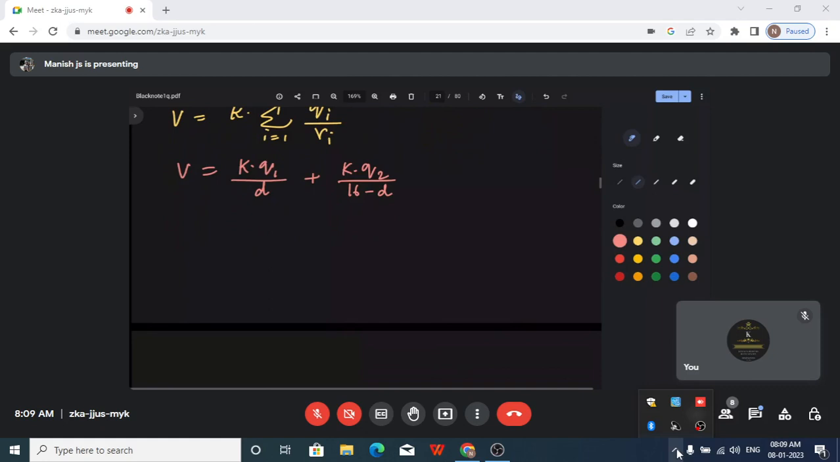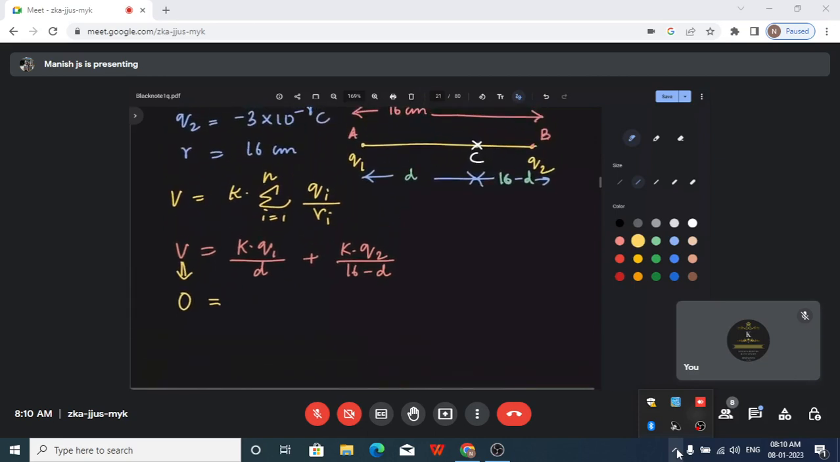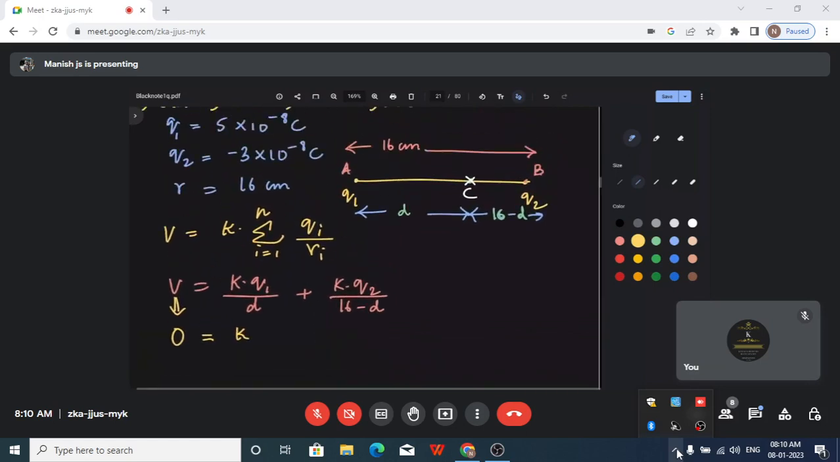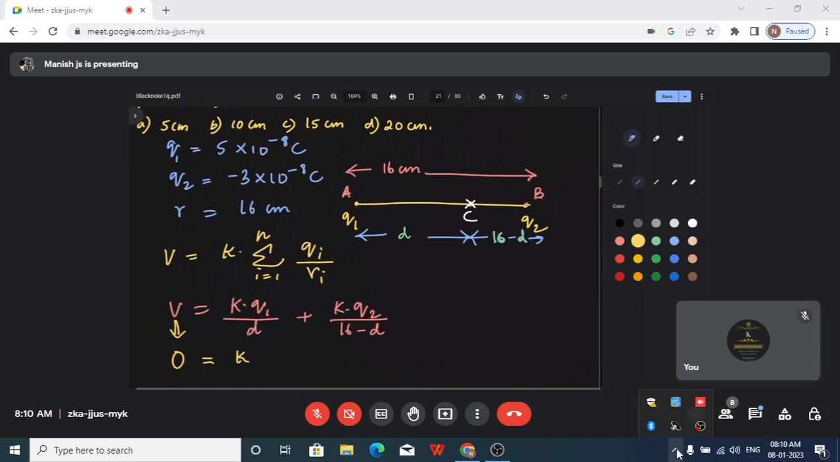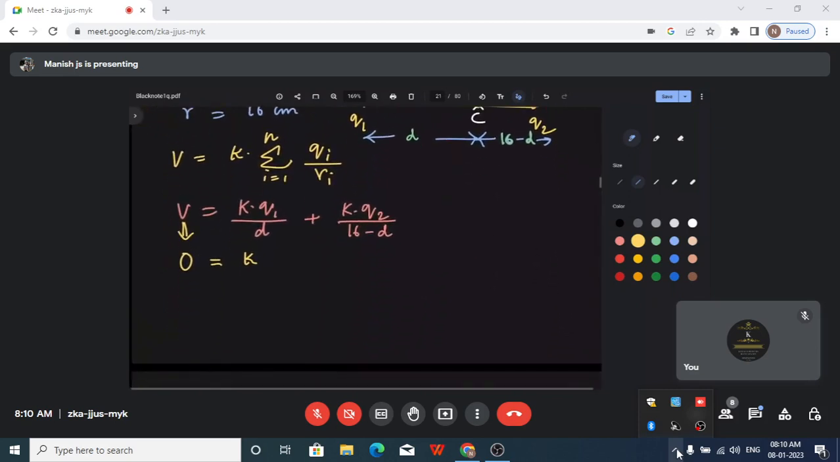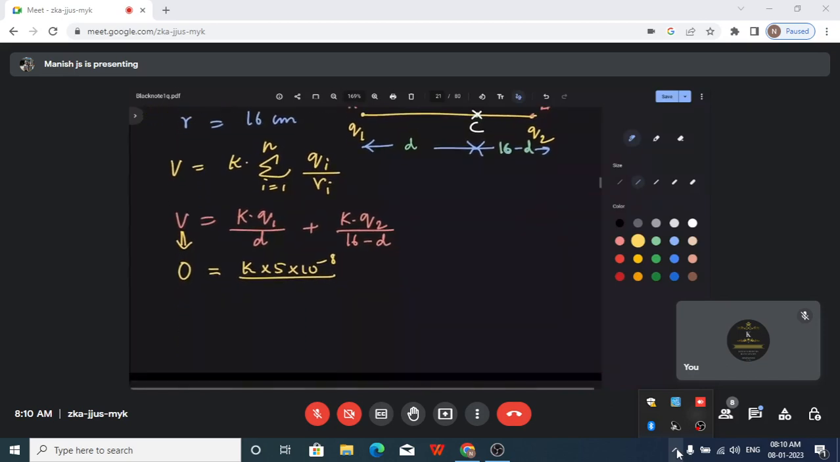இப்போ electric potential has to be 0 அப்படின்னா what is our condition? ஏற்கனவே ஒரு கண்டிஷன் கொடுத்திருக்கிறோம். It has to be 0 means I will substitute in the place of V 0. So 0 is equal to K into Q1. இப்போ now you go for substitution. So K into, what is the value of Q1? You already have that in the question, which is 5 into 10 power minus 8, divided by D.